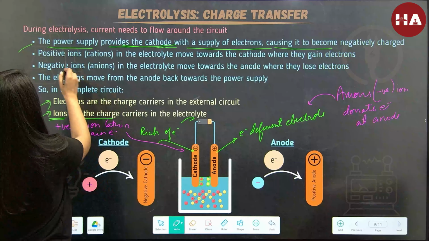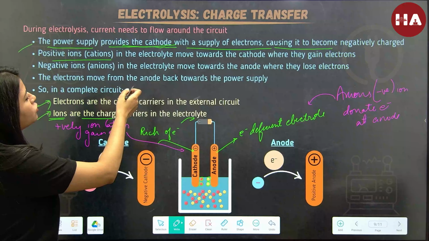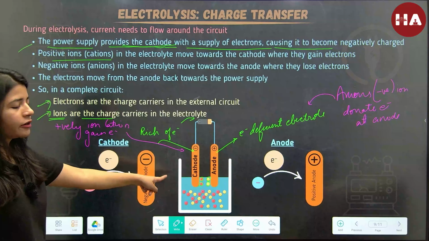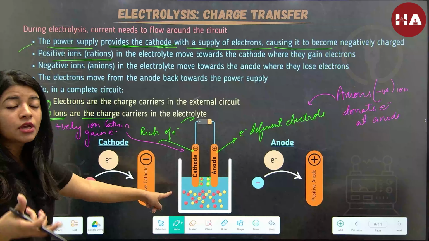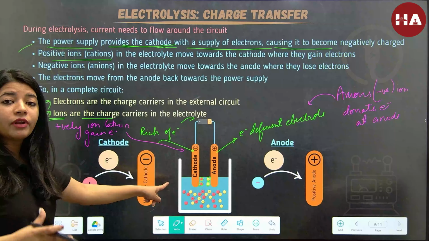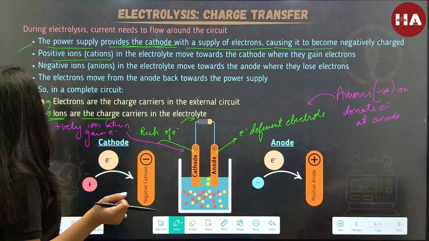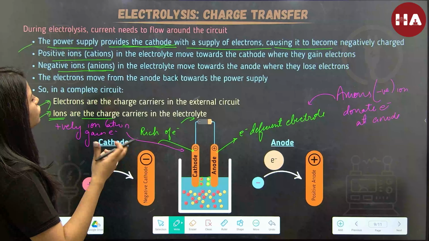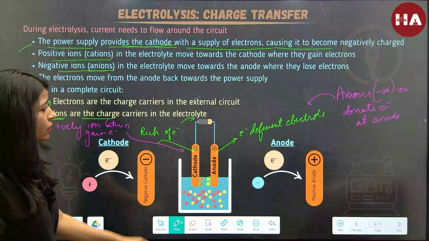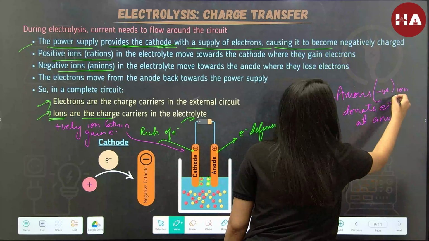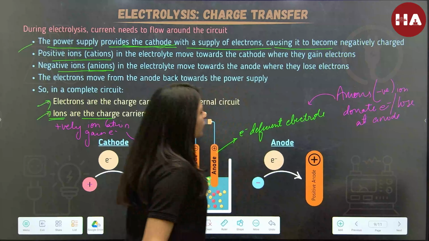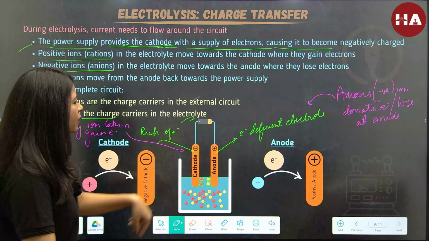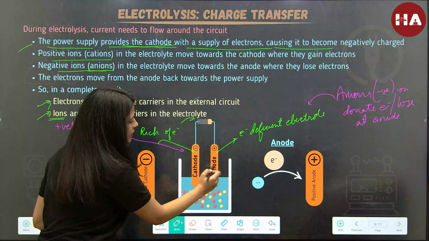Next, positive ions or cations in the electrolyte move towards the cathode where they gain electrons. Already mentioned, they will gain electrons because it is negatively charged, it is rich in electrons. So species which are deficient in electrons will come to it to gain electrons, right? Next, negative ions or anions in the electrolyte move towards the anode where they lose electrons, donate electrons. Then the electrons move from the anode back towards the cathode. This is what I told you. Electrons move from this and then to this.